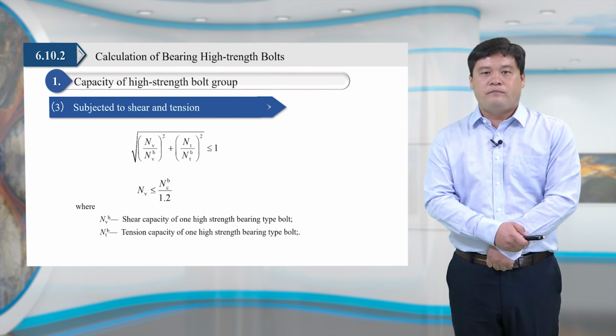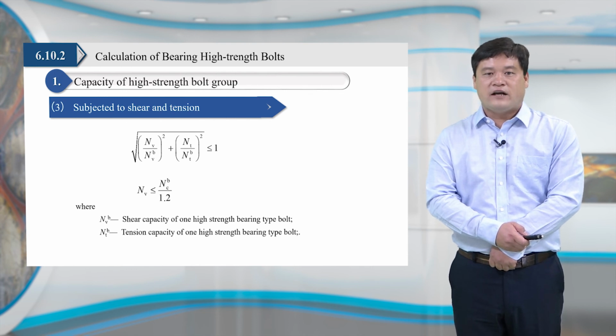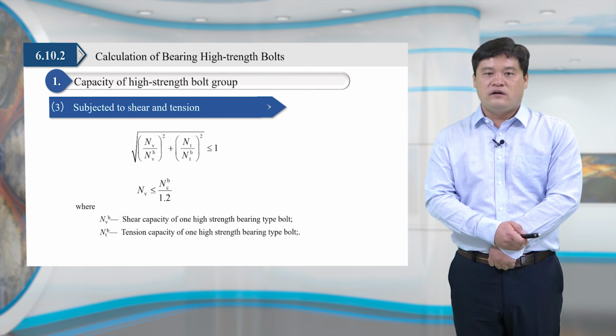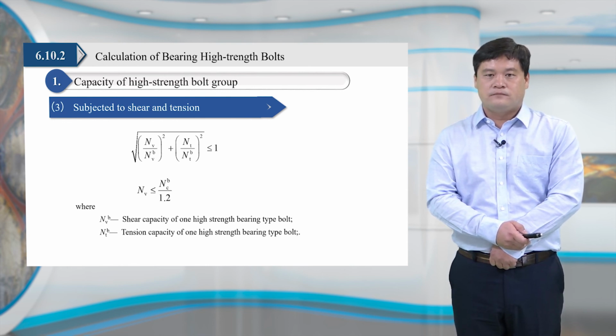In the connection bearing both shear and tension, the joint effect of shear and tension should be considered for the high-strength bolt bearing type connection. This formula is used to judge whether the connection is safe. In the formula, 1.2 is the reduction coefficient.